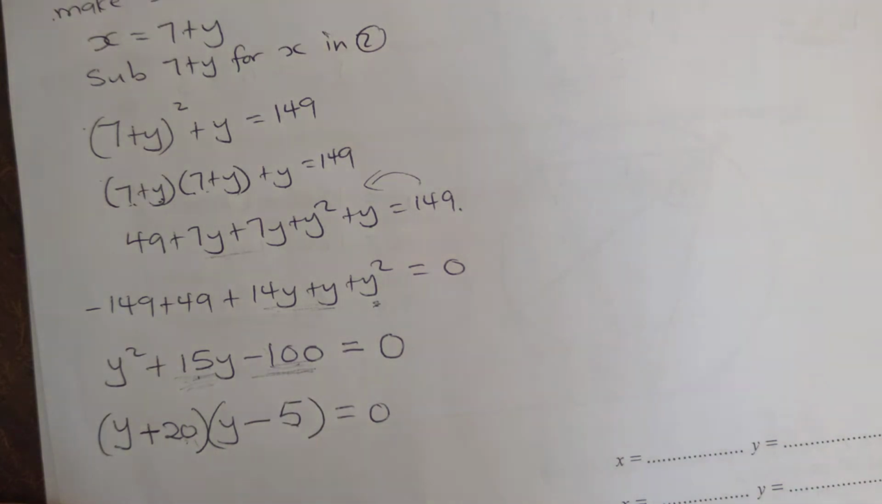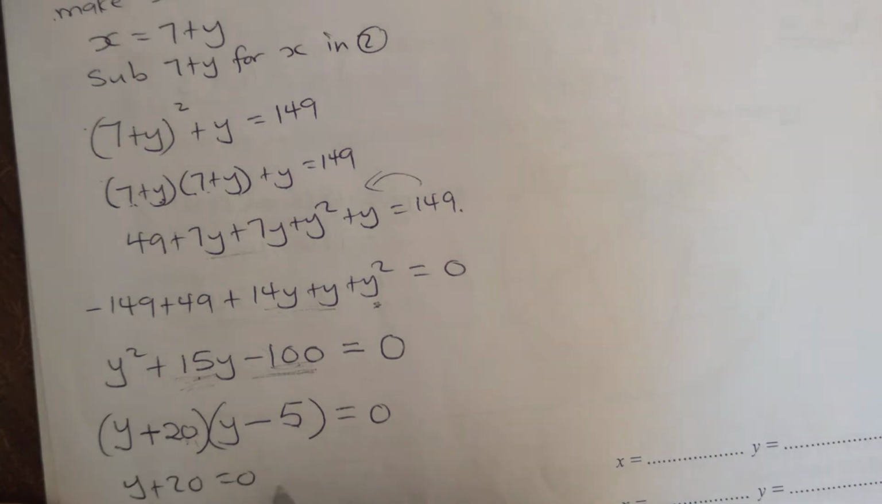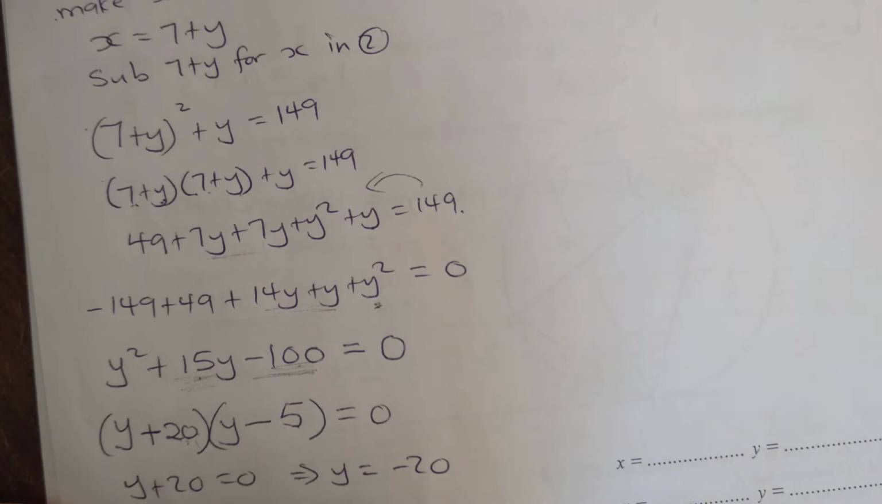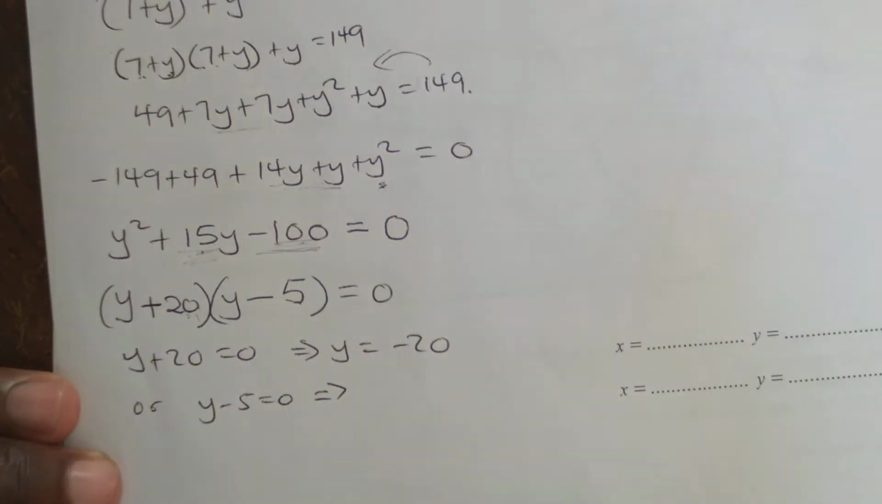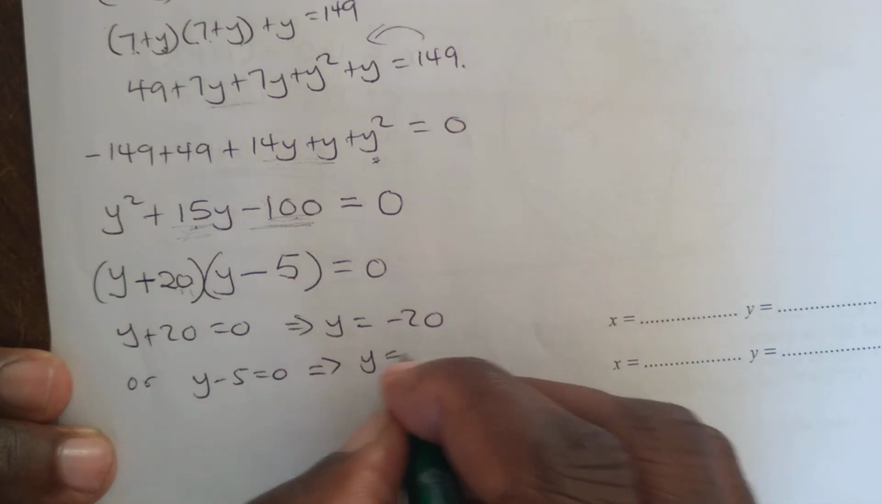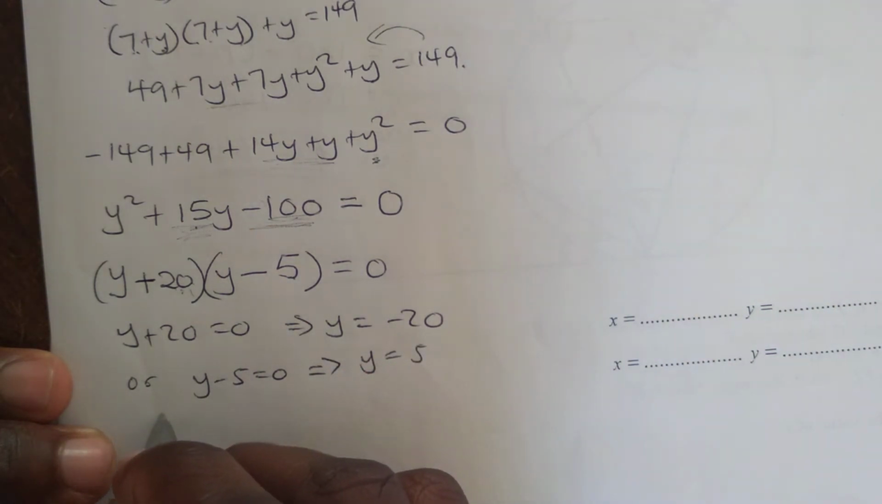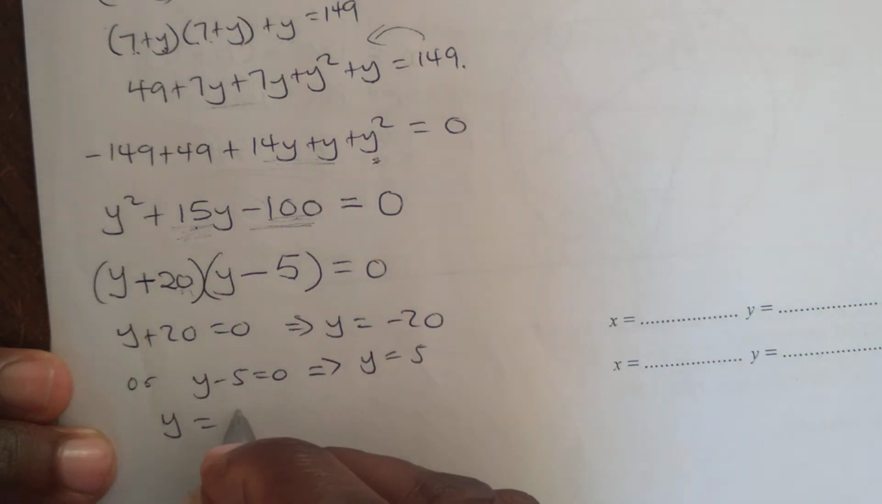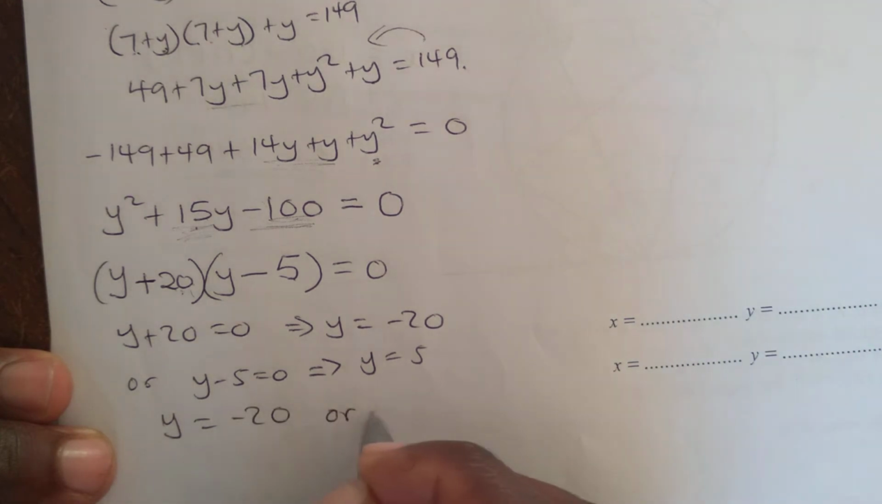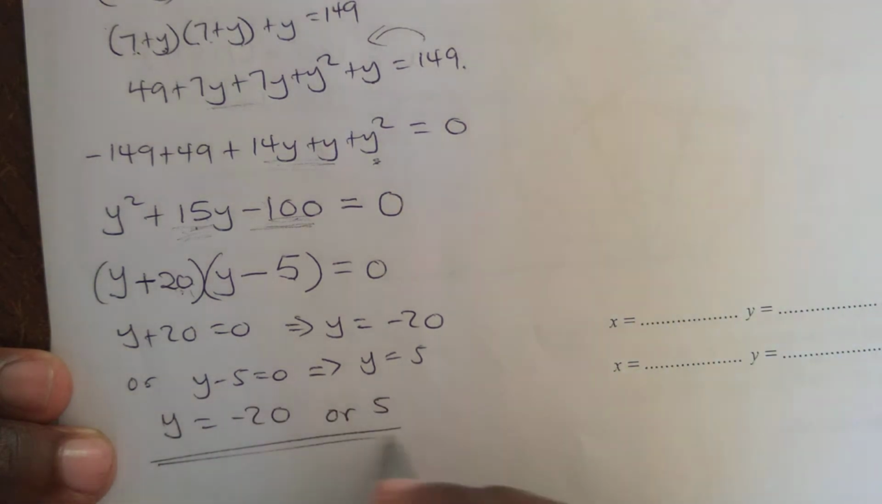There you go. So this one, y plus 20 is 0, implies that y equals minus 20, or y minus 5 equals 0 implies that y equals 5. Therefore, y is equal to minus 20 or 5. Okay?